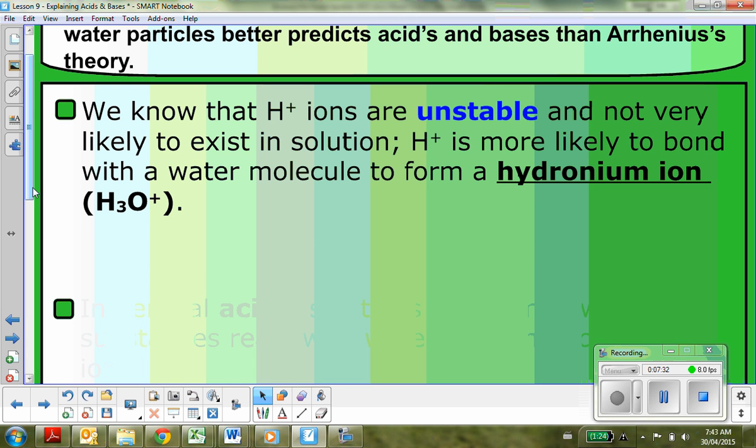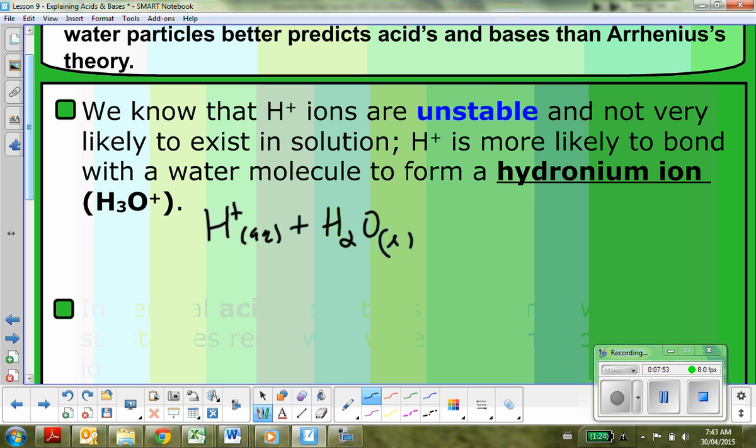So we know that H positive ions are unstable. They're not likely to exist as just H positive. They're going to form with water to make hydronium, that H3O. And so we've written this formula down before. We have H positive ions, react that with water, and we get hydronium.